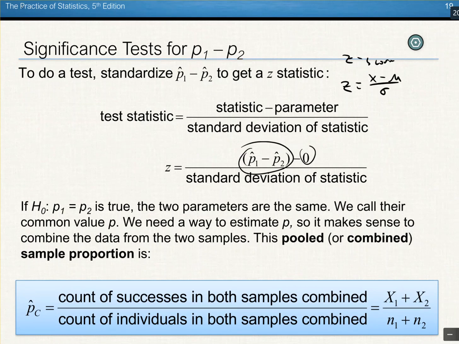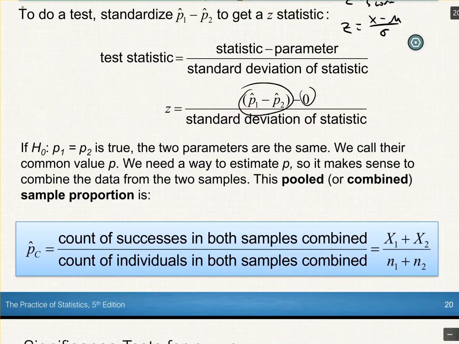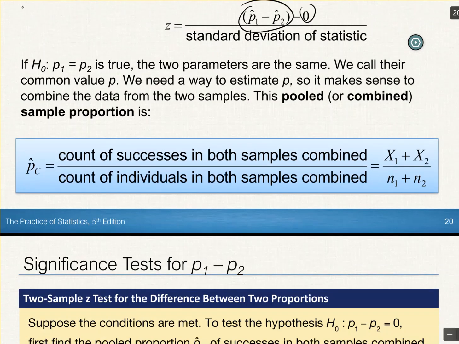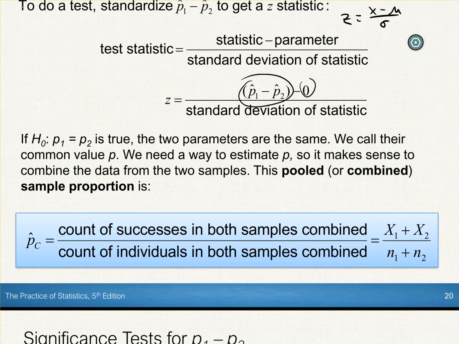And so what we're going to do is we need to have a decent estimate of our parameter. Remember, back when we first did this, we either used data from a previous study, or we just used a worst case scenario of 0.5. Well, here we can do a little bit better. We can figure out the pooled sample proportion. So basically just add up the number of successes in both samples and divide by the total number of individuals in both samples, and that'll give us a nice estimate for the parameter. So that's what we're going to do. That's going to go down here in what we use for the standard deviation of the statistic.